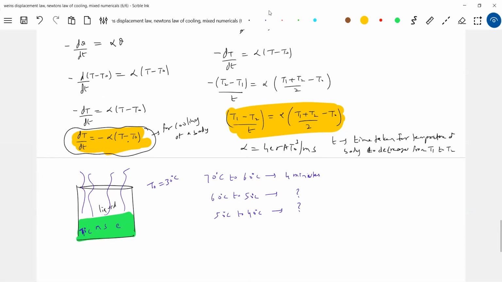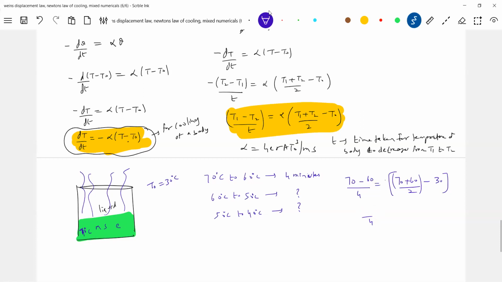I'll start from here. Please do make an observation, very simple here. What was the initial temperature? 70, 60. What is the time it will take? 4 minutes is equal to, so this will be (70 plus 60) by 2. What is the temperature of the surroundings? 30. So this will be 10 by 4.